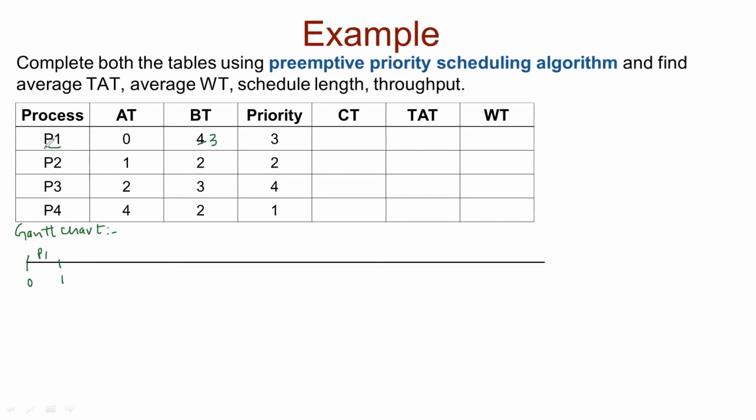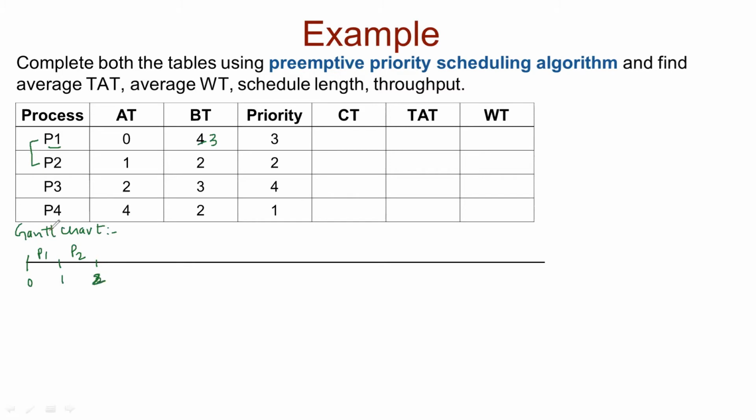So at time 1, there are 2 processes in the system, P1 and P2. Priority of P1 is 3 and priority of P2 is 2. Because at time 0 there was no choice, that is why P1 was scheduled. But now at time 1, scheduler has a choice among P1 and P2. P2 has higher priority, so P1 will be preempted and P2 will be scheduled. So P2 will continue to execute till 3. But sorry, P2 will continue to execute till 2.